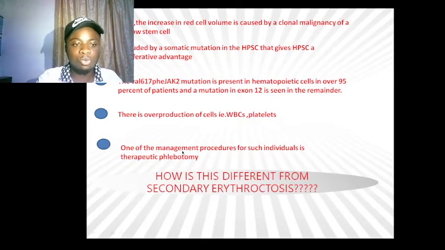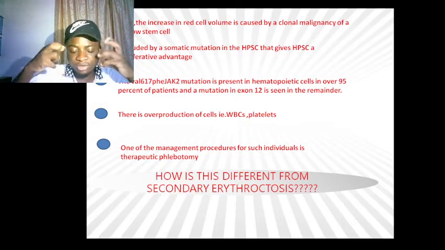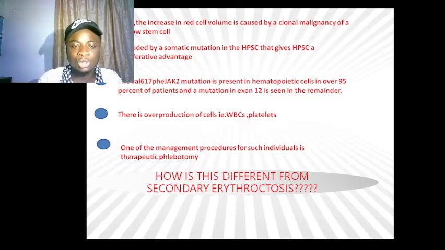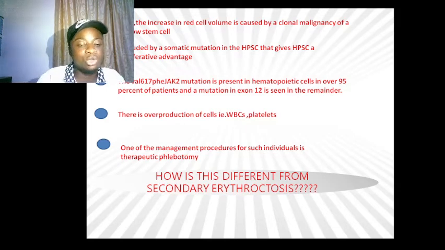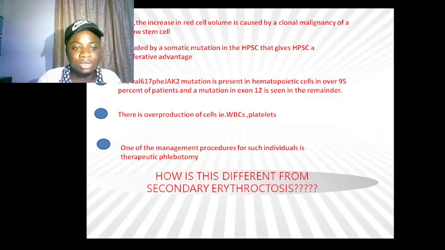So one of the management procedures for such individuals is therapeutic phlebotomy. A patient with a JAK2 mutation having polycythemia vera may feel headache and blurred vision. So normally they come to the lab for therapeutic phlebotomy. In that case, you take blood from them and you can keep it for culture, or you throw it away. Such blood we don't transfuse to other patients because they are malignant cells, you understand.